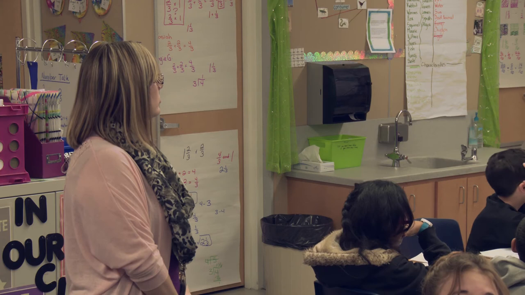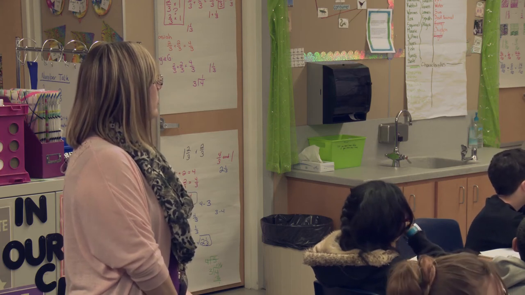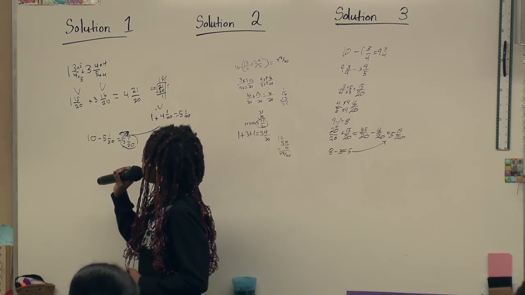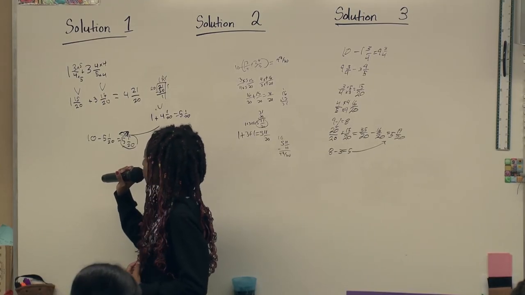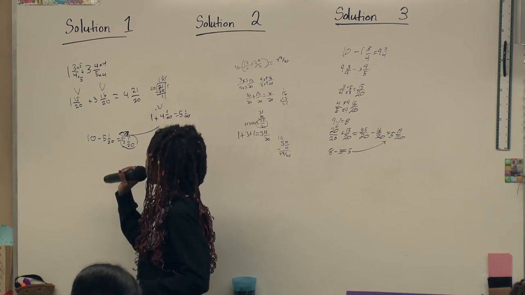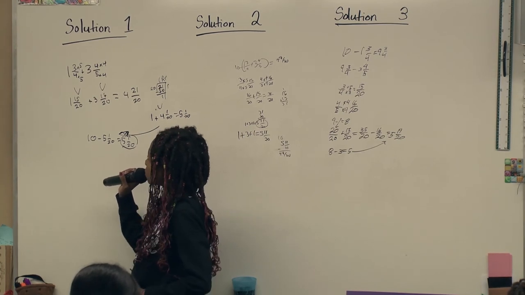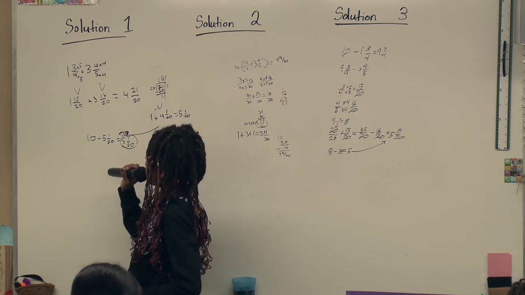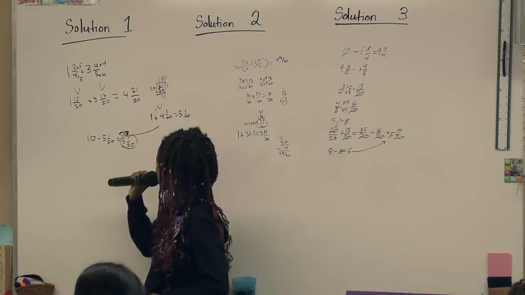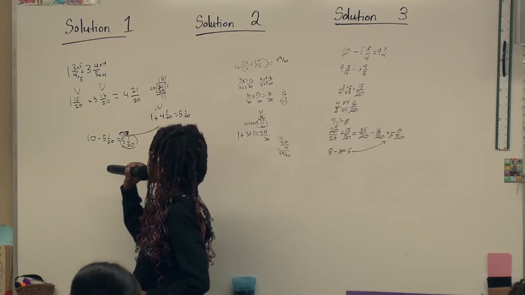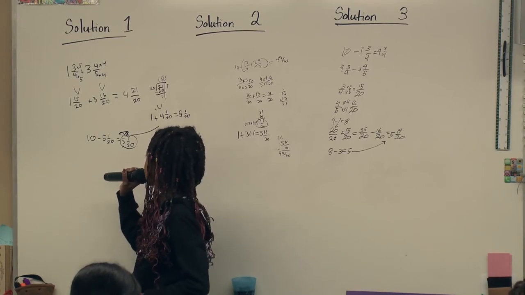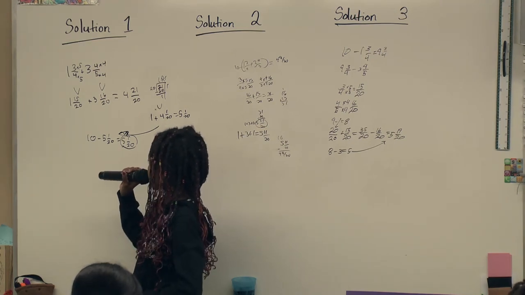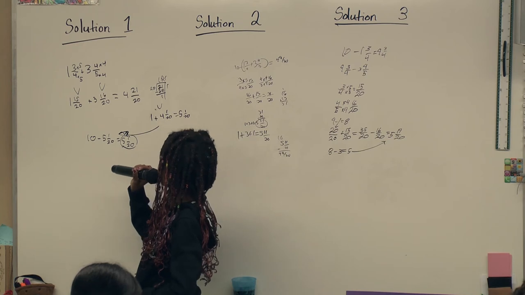What I first did was I had 1 3/4 plus 3 4/5. For 3/4, I multiplied the numerator and the denominator by 5, and for 4/5, I multiplied the numerator and the denominator by 4. For 3/4, I got 15/20, and for 4/5, I got 16/20. So I added them together, and I got 31/20. And I added 1 and 3, and I got 4.